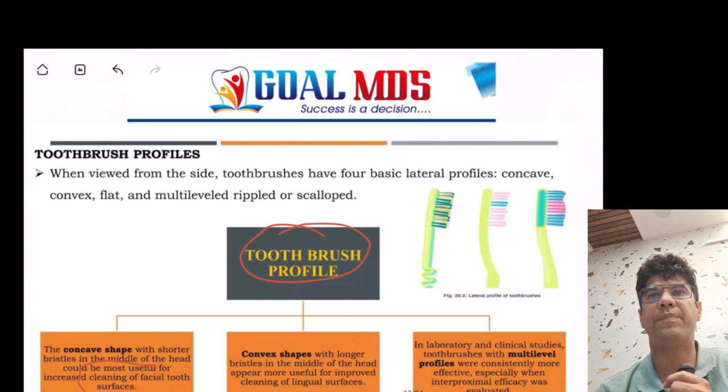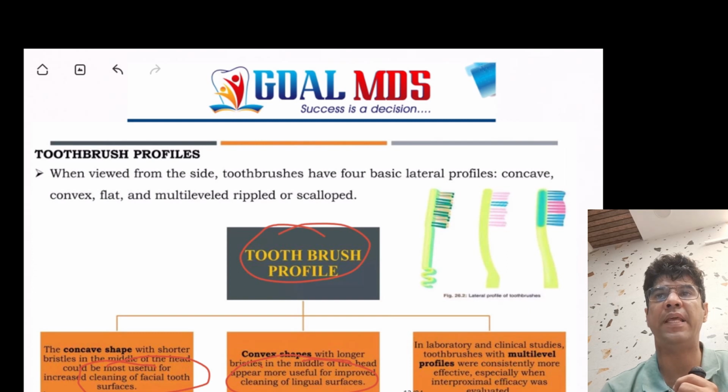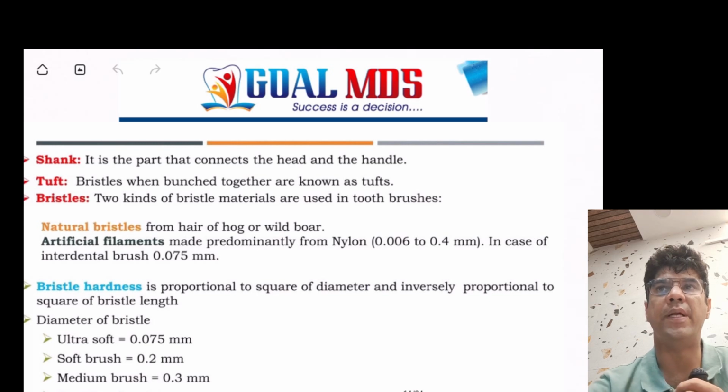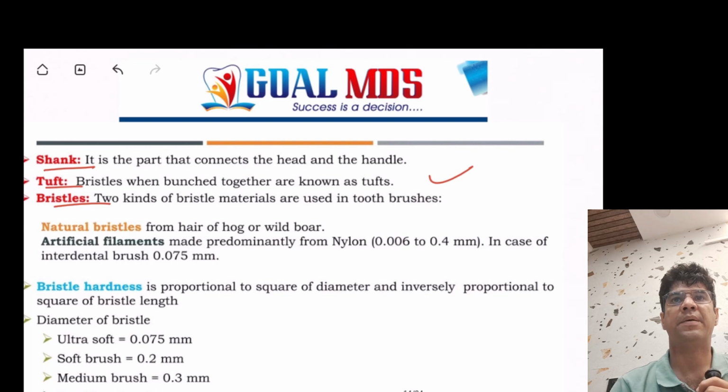The concave shape, with the shorter bristles in the middle of the head, is mainly used to clean the facial tooth surface, whereas the convex shape, with the longer bristles in the middle of the head, appears to be useful for cleaning the lingual surfaces. And the multi-level profiles are used when interproximal efficacy is evaluated. Now these are the parts of the toothbrush: shank, tuft, bristles, already discussed.